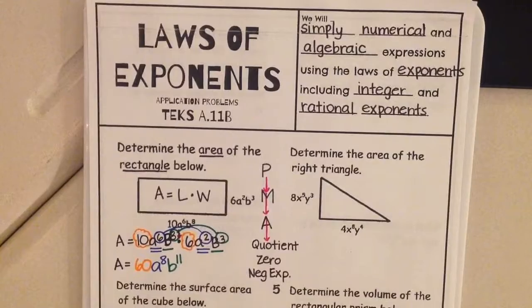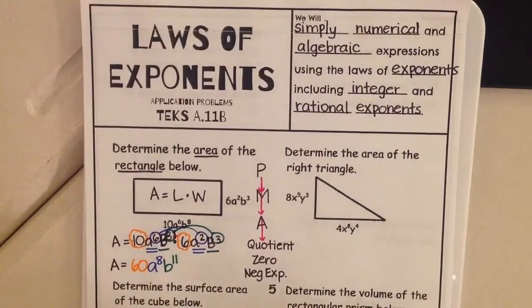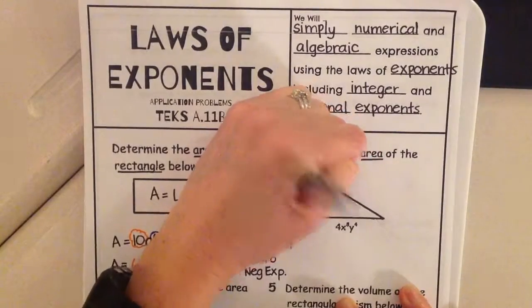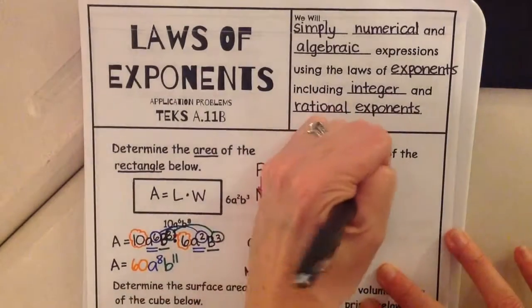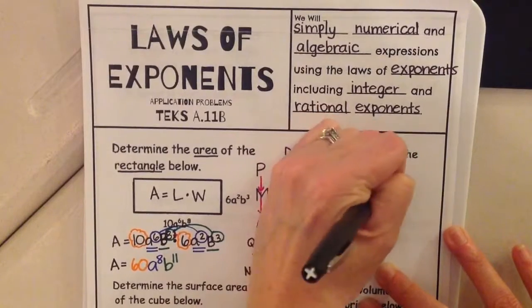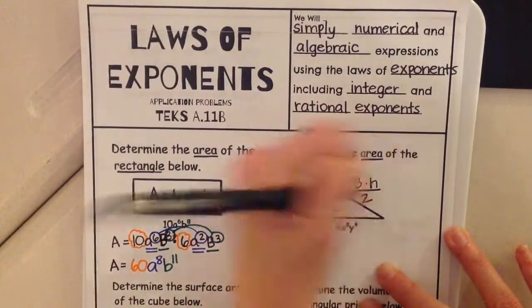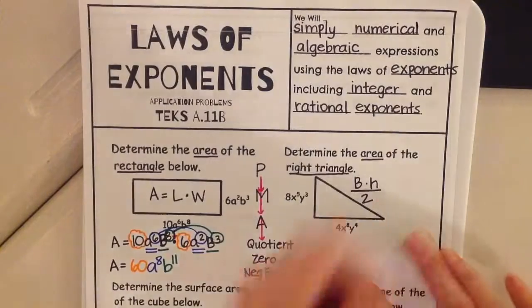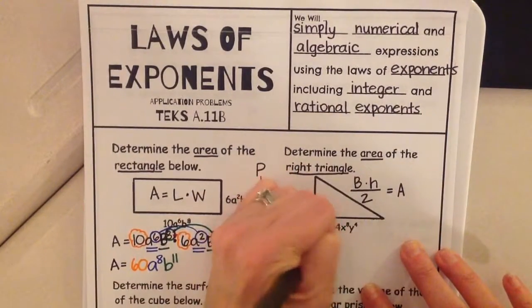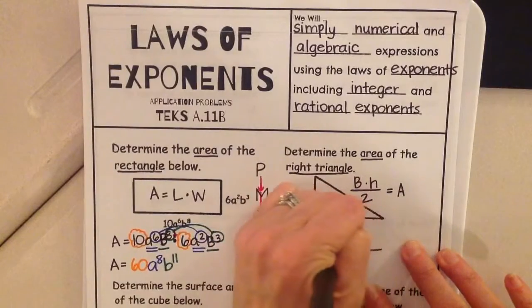All right, let's look at the next one. We're going to determine the area of the right triangle. Again, area of a right triangle. If you remember, the area of a triangle is base times height, and you're going to divide all of that by 2, and that's going to give me the area. So I'm going to fill in what I know. I'm going to make a fraction bar here.